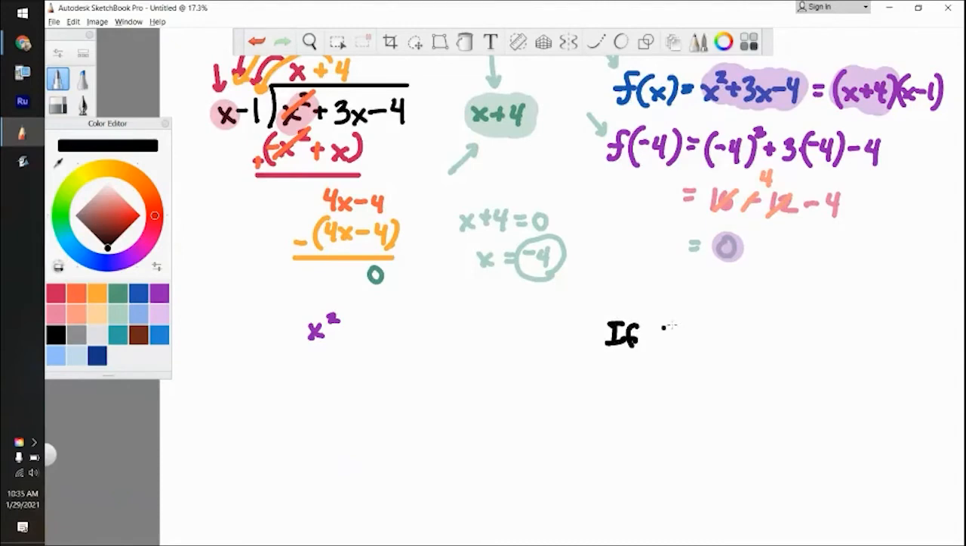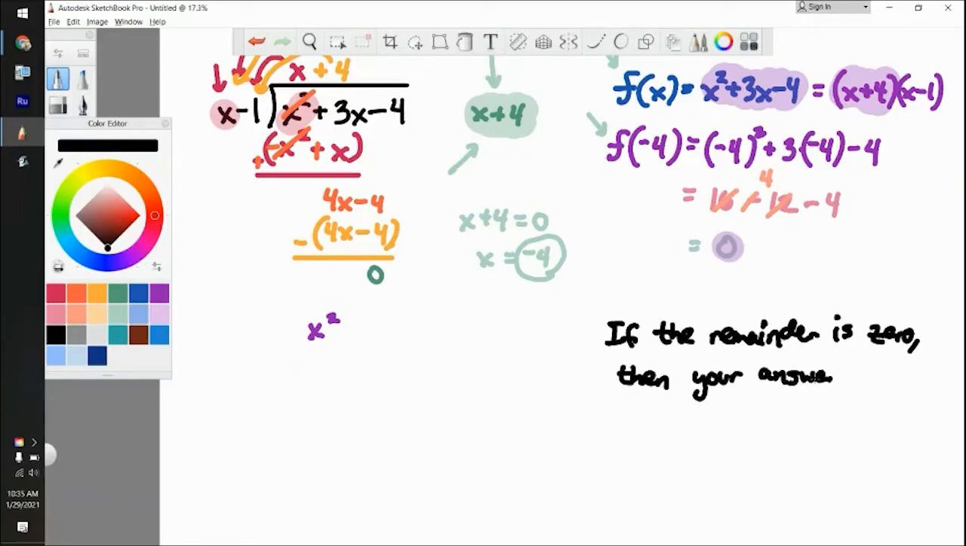If the remainder is 0, then your answer is a factor. Okay.